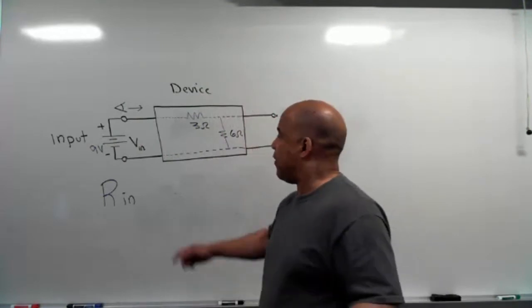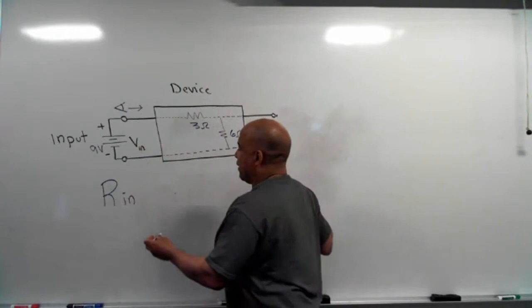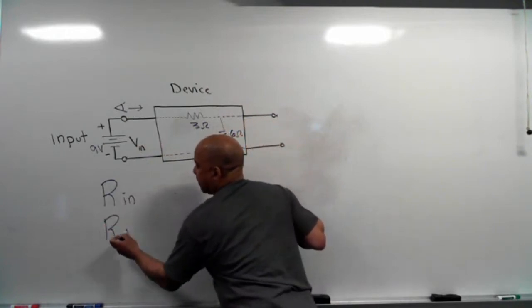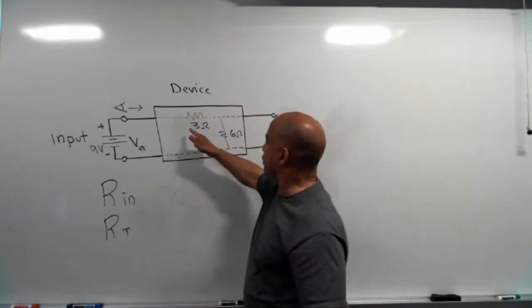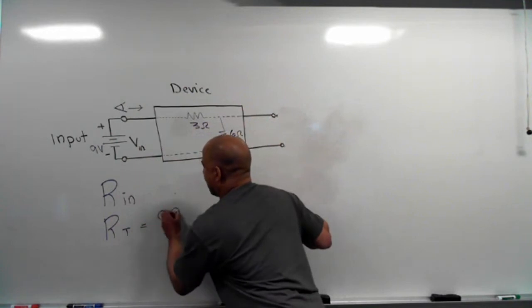Now, we've already talked about that input resistance. If it's a series circuit, we call this RT. It's like the total resistance. It's a series circuit, so 3 plus 6 is 9. RT for this circuit is 9 ohms.